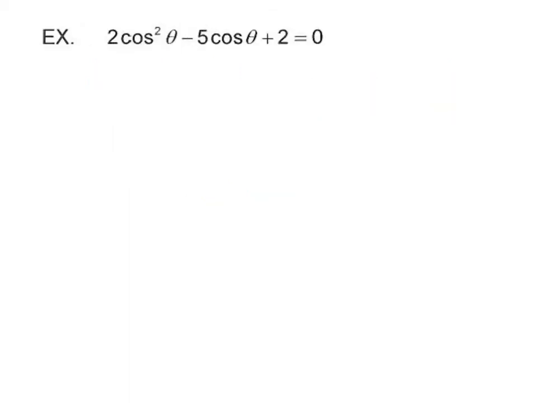Now this last one's a little different. It's a little more complicated. We've got a cosine squared. This is actually quadratic, and it needs to be factored. So to make it easier to work with, we'll temporarily replace cosine theta with just x's. So it would look like this: 2x squared minus 5x plus 2 equals 0. And then you can factor that, and that factors into x minus 2 times 2x minus 1.